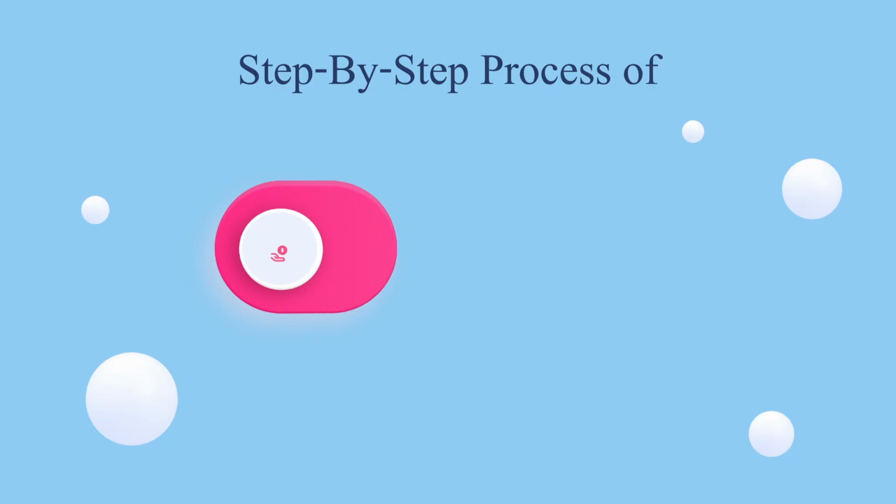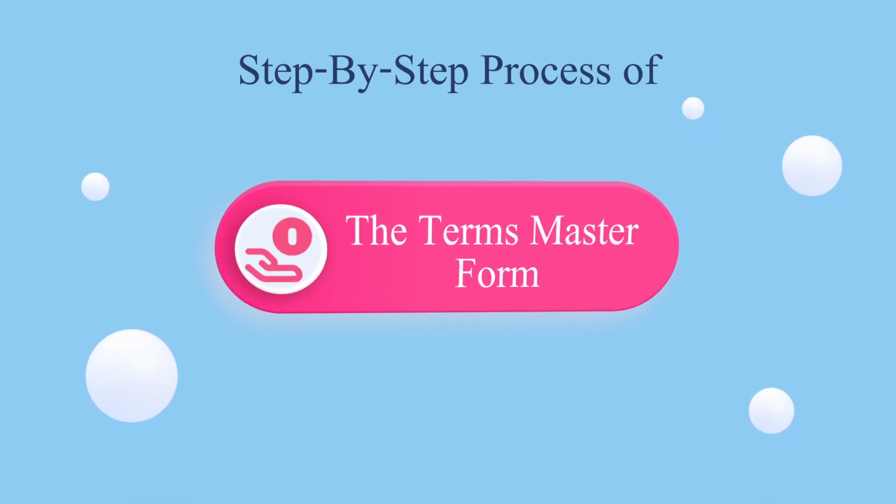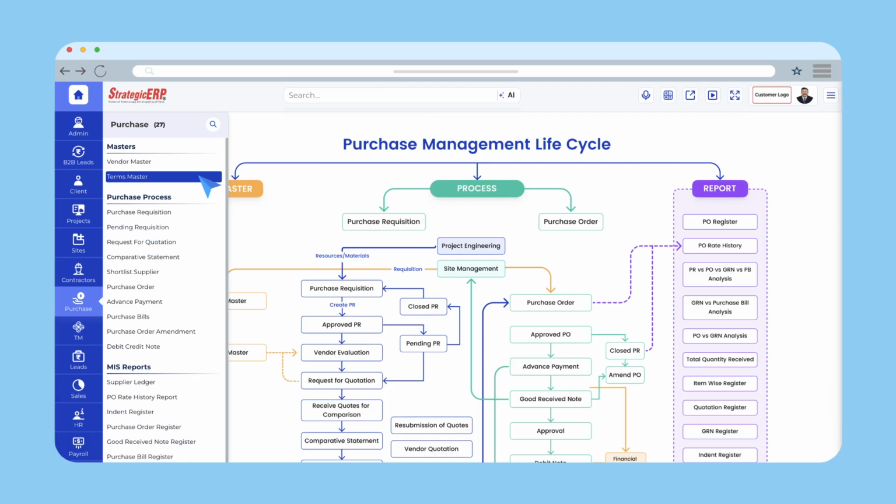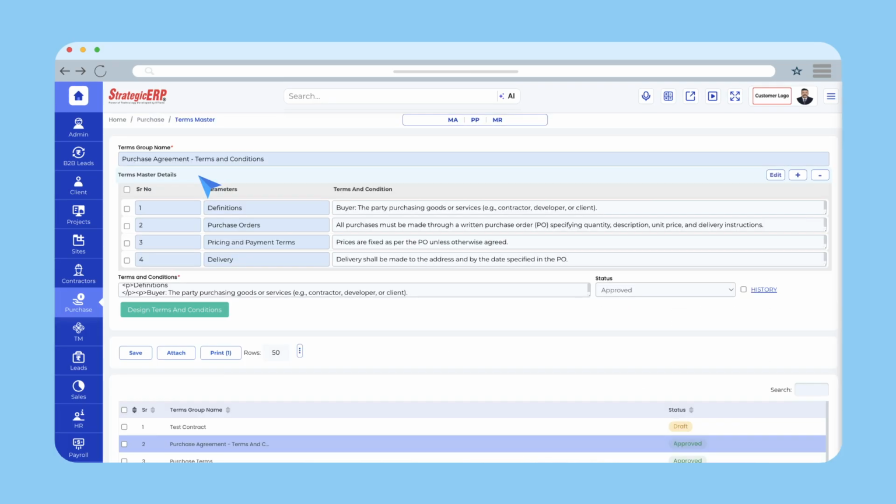Let us understand the step-by-step process of using the Terms Master form in StrategicERP. Navigate to the Terms Master form under the Purchase Management module. You can define the terms and conditions using two methods: Terms Master Details and Terms and Conditions method.